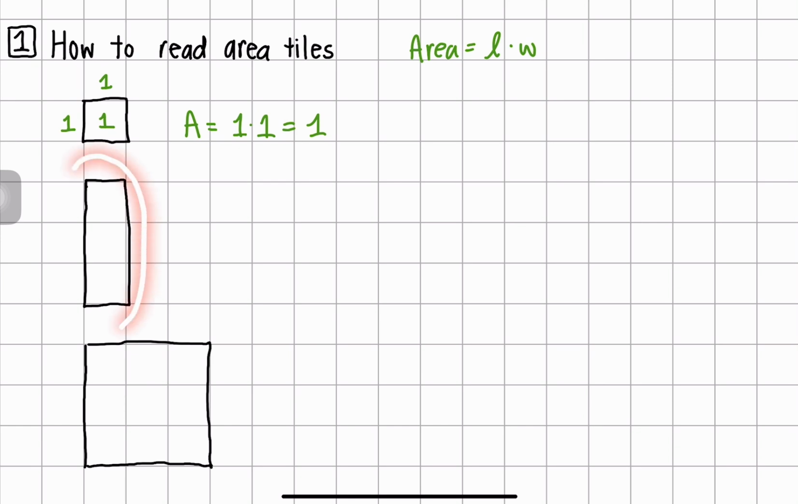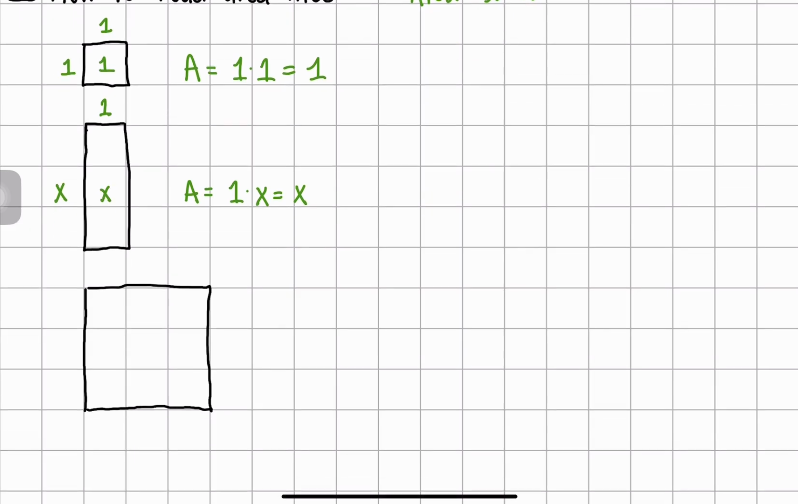Now let's move on to this next area tile. It has a length of 1, but its width is actually x. So I'm going to say that the area equals 1 times x, which is x. Now let's look at this last area tile. It has a length of x and a width of x, so the area is equal to x times x, which is x squared. So that area tile has an area of x squared.